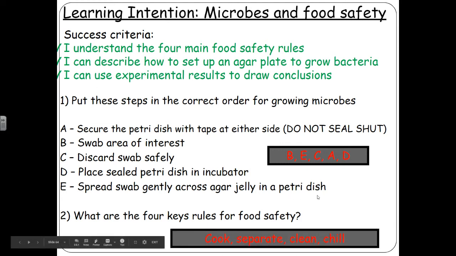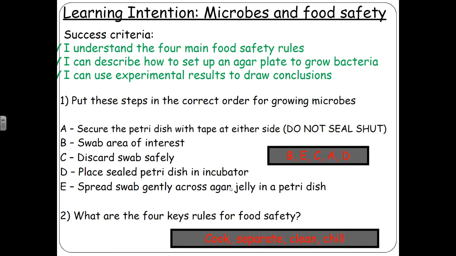What are the 4 key rules for food safety? So you cook, you separate, you clean, and chill. So cook. Make sure while you're cooking, you cook at the right temperature. Don't undercook it for not long enough. And don't cook it at too low temperature. Separate, so in the fridge or preparation storage area, cooked and uncooked, chilled and unchilled should be separated.